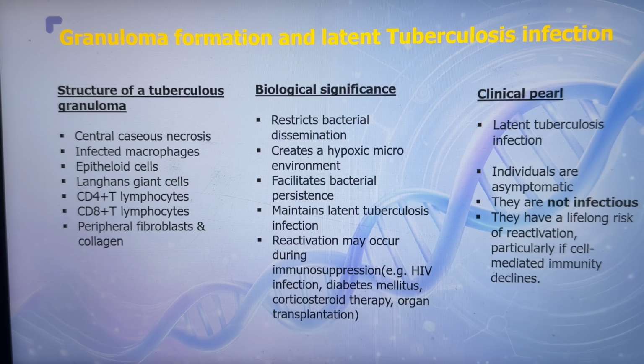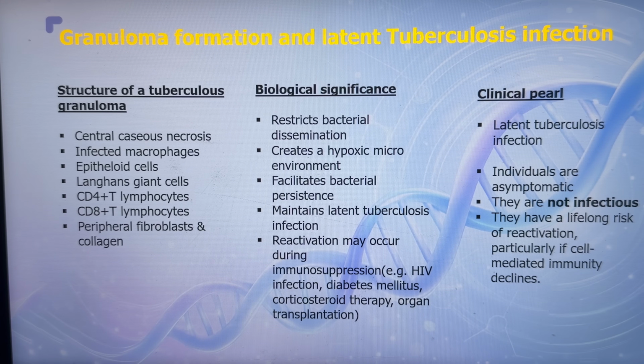Infected macrophages. Surrounding the necrotic center are infected macrophages containing viable bacilli. These macrophages represent the primary intracellular niche where MTB survives by inhibiting phagolysosome fusion, resisting oxidative killing, and manipulating the host metabolism.